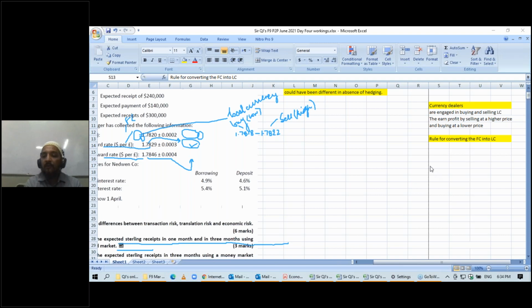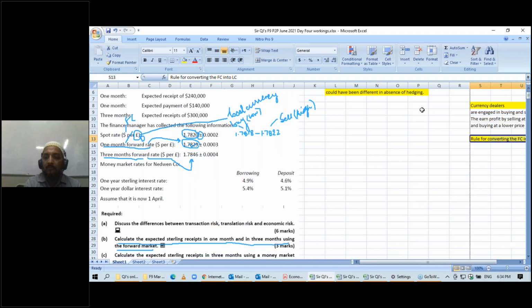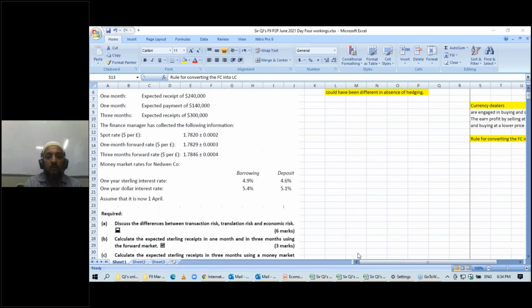So which rate will we use, the higher rate or the lower rate? Which rate will you use? Now remember, you are buying the currency. What are you going to do in the future? In the future, you are going to receive the foreign currency, right? There are foreign currency receipts which you need to hedge. So it is foreign currency receipts that you are going to hedge in 1 month's time.